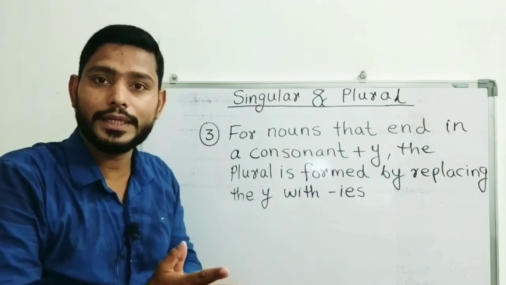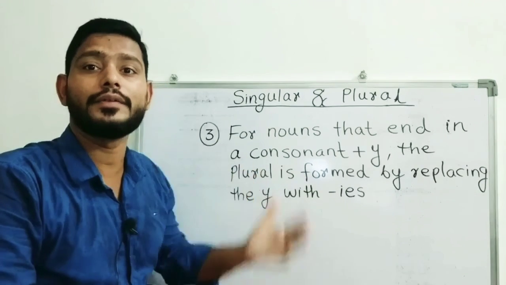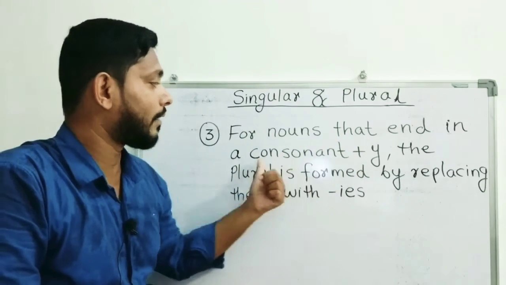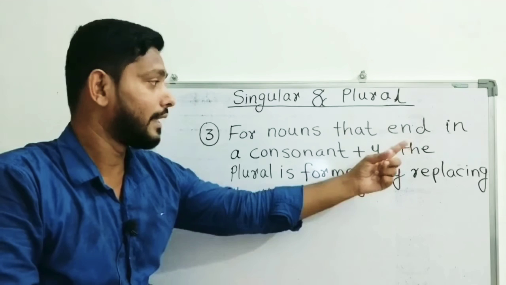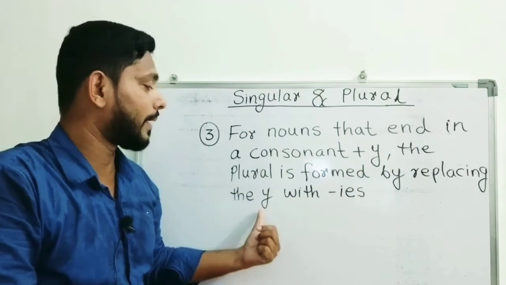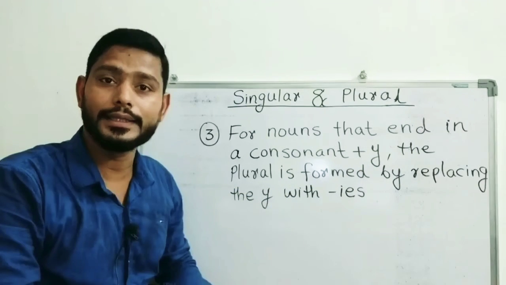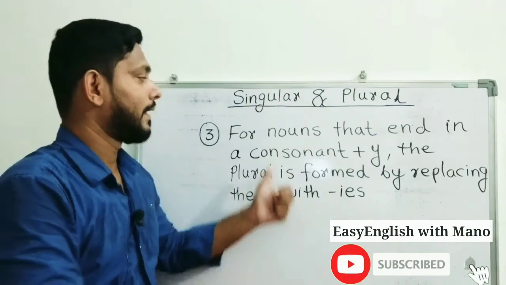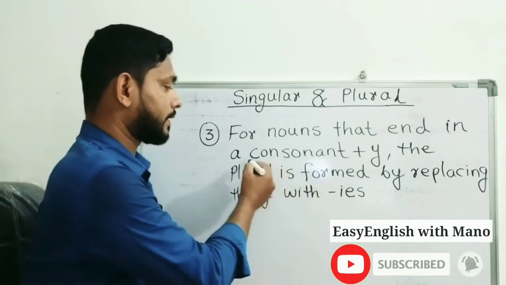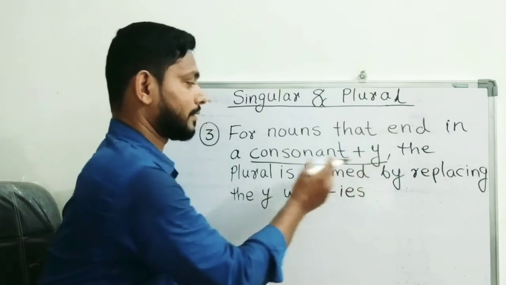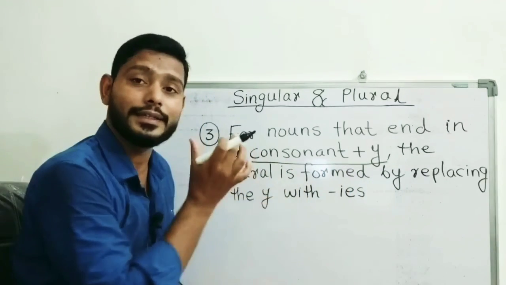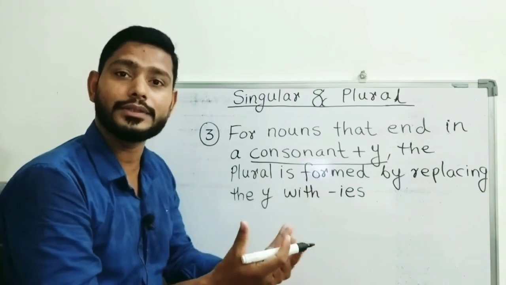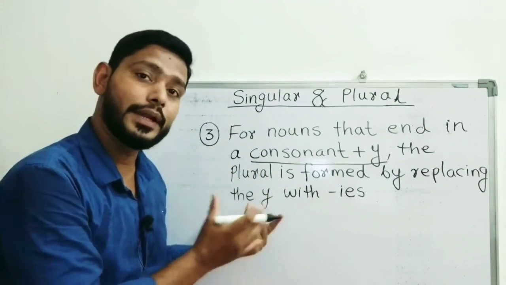Okay, let's come to understand the third rule that is very important to understand, that is for nouns that end in a consonant plus y combination. So the plural is formed by replacing the y with ies. So this is something very important to understand, nouns that end with consonant plus y combination. So you know that there is a singular noun that ends with consonant plus y. We will see more examples, so this will be very clear to all of you.